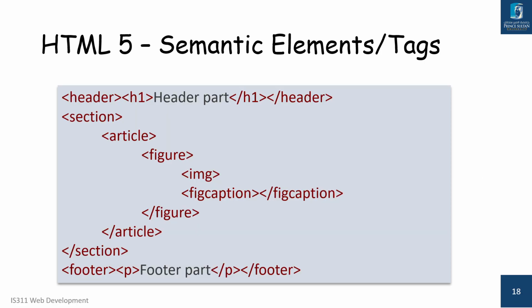So here is an example of the semantic elements. First of all, I am saying that this is our header. This is the header of your page where you are putting some h1 element. After that header we have a section, and inside the section we have an article. Inside the article we may have a paragraph where we are writing some text, and then we have a figure. Inside the figure we have an image, and we also have a figure caption, the small description of the image.